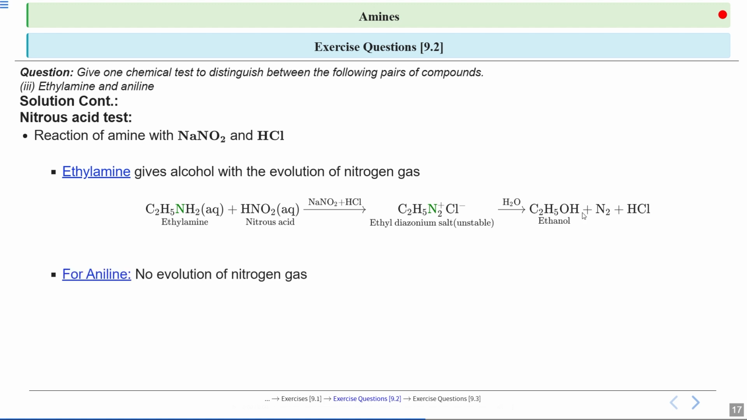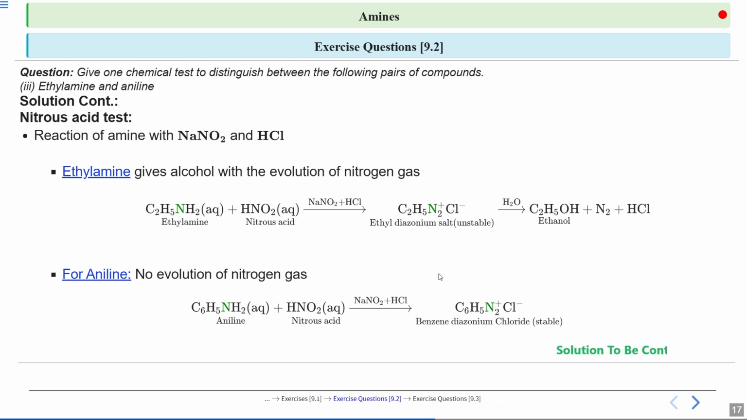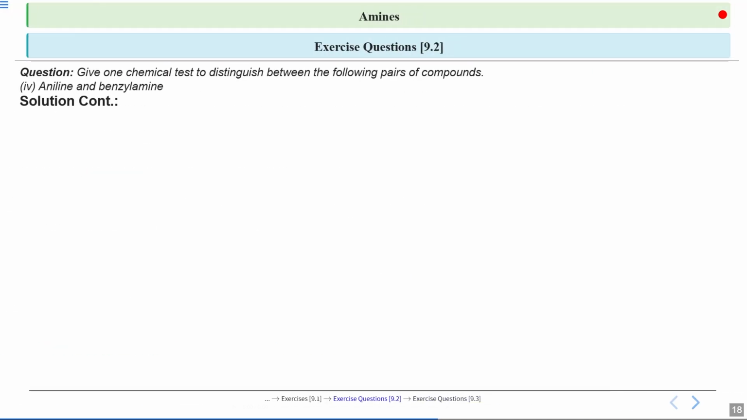And if we talk about aniline, no nitrogen gas is evolved because the amino group is attached to the benzene ring, which prevents the release of nitrogen. When aniline reacts with nitrous acid in the presence of NaNO2 and HCl, it gives only benzene diazonium chloride, which is stable, and no N2 gas is released. This is how you can distinguish between an alkyl amine and an aryl amine.